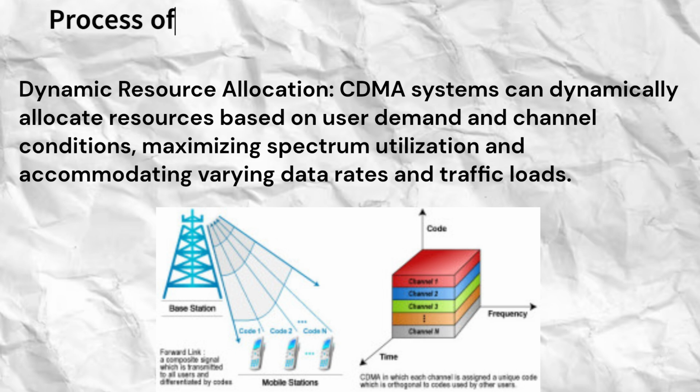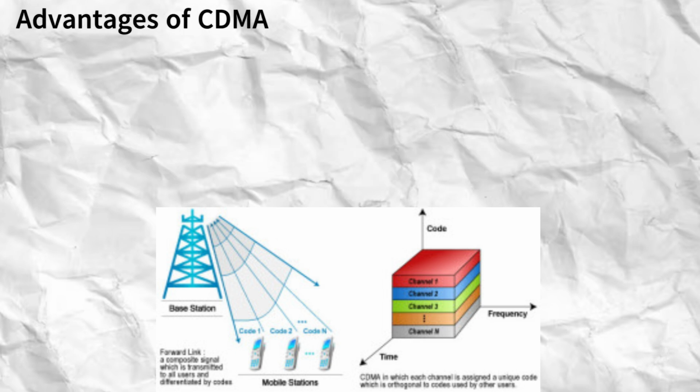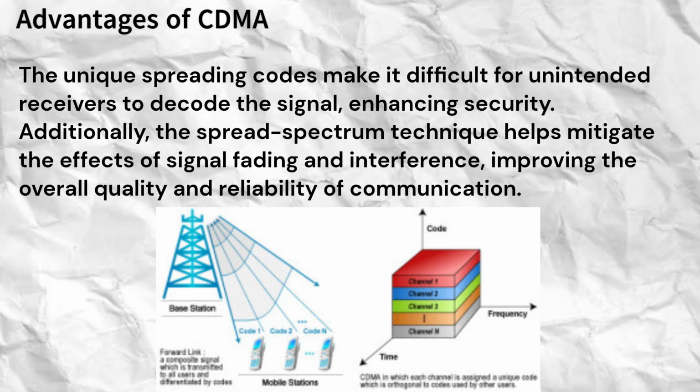One of the primary advantages of CDMA is its resistance to interference and eavesdropping. The unique spreading codes make it difficult for unintended receivers to decode the signal, enhancing security. Additionally, the spread spectrum technique helps mitigate the effects of signal fading and interference, improving the overall quality and reliability of communication.